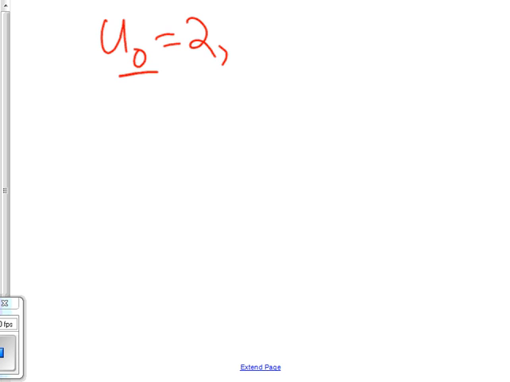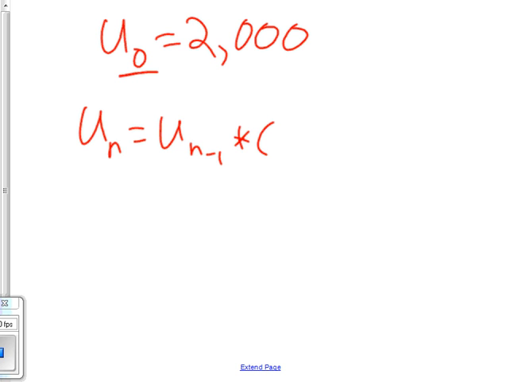So u sub 0 is equal to 2,000, and then we've got u sub n is equal to u sub n minus 1 multiplied by 1 plus 0.08.